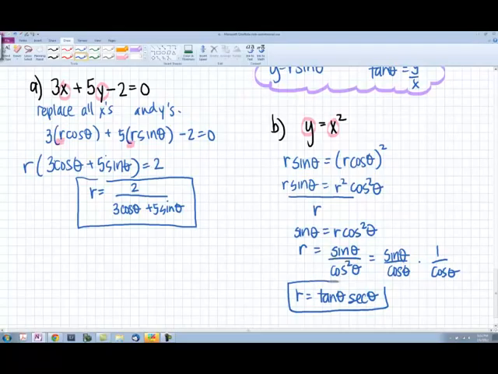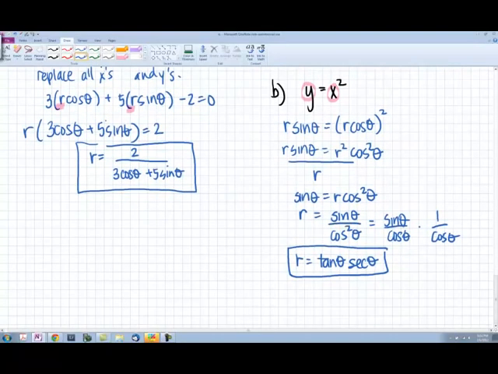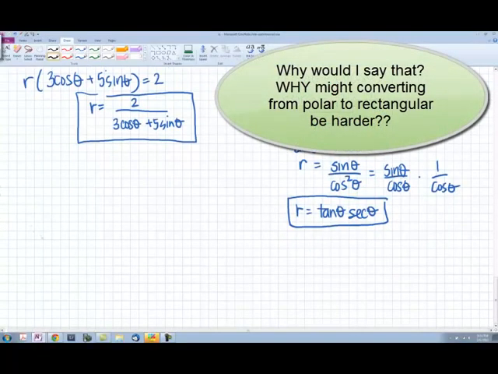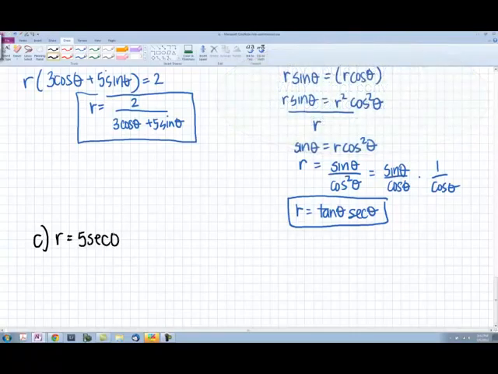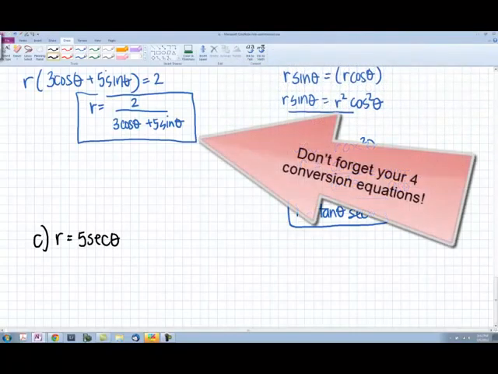And this would be the equation for a parabola written in polar form. Converting from rectangular to polar form, just like with converting the points from rectangular to polar, is generally easier. What's a little bit trickier will be converting from polar form back to rectangular. Let's check out r equals 5 secant theta.